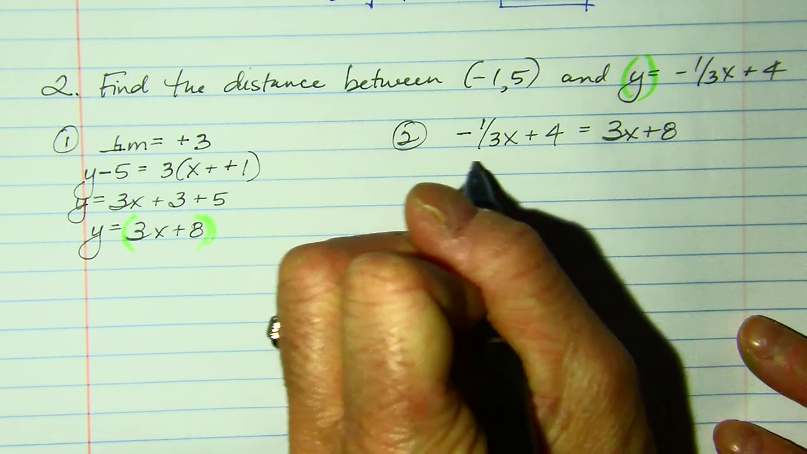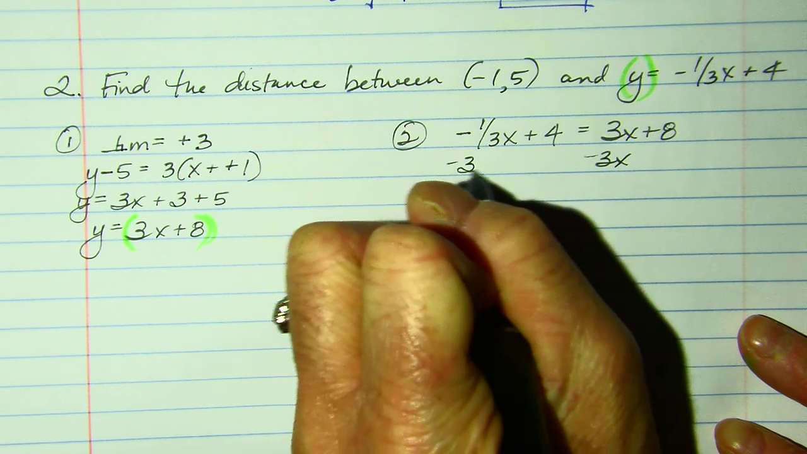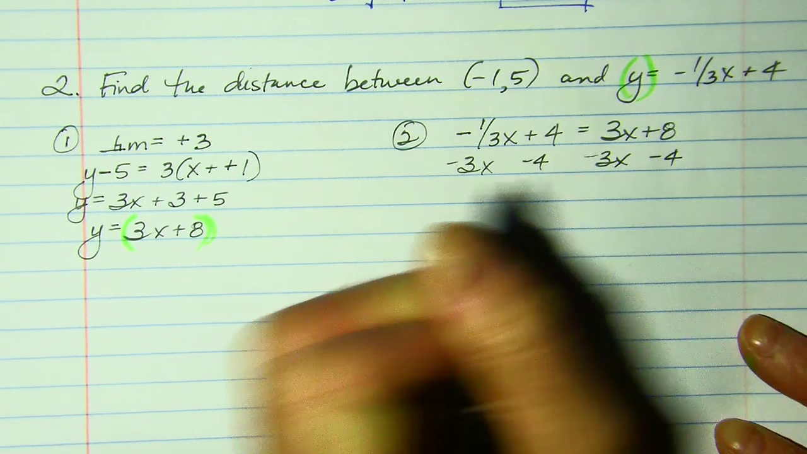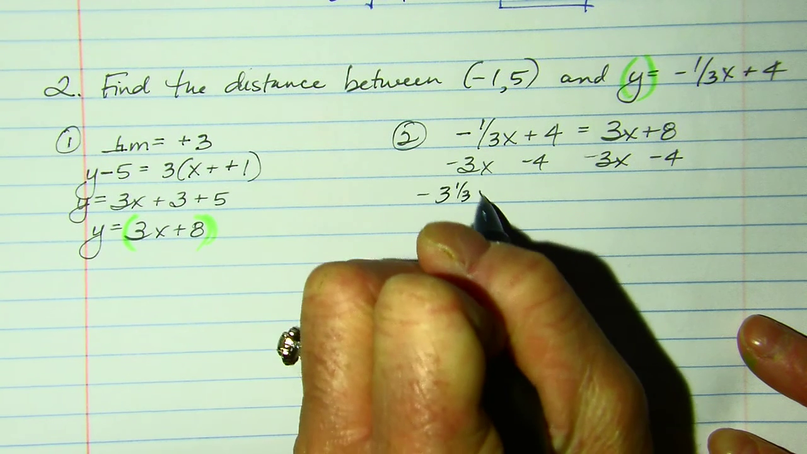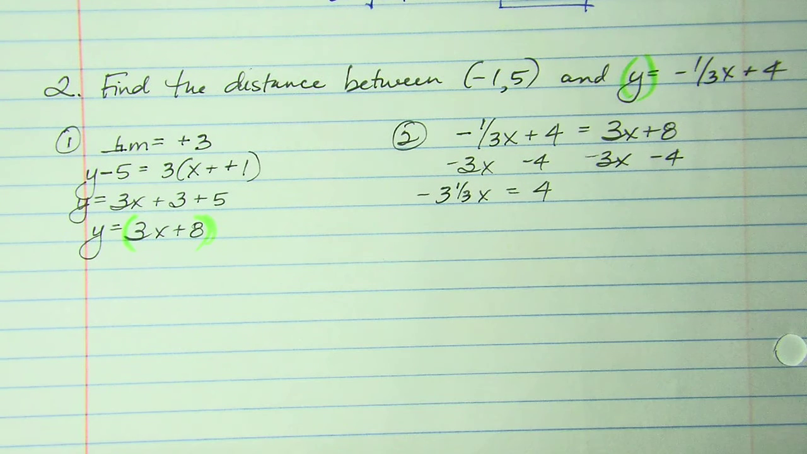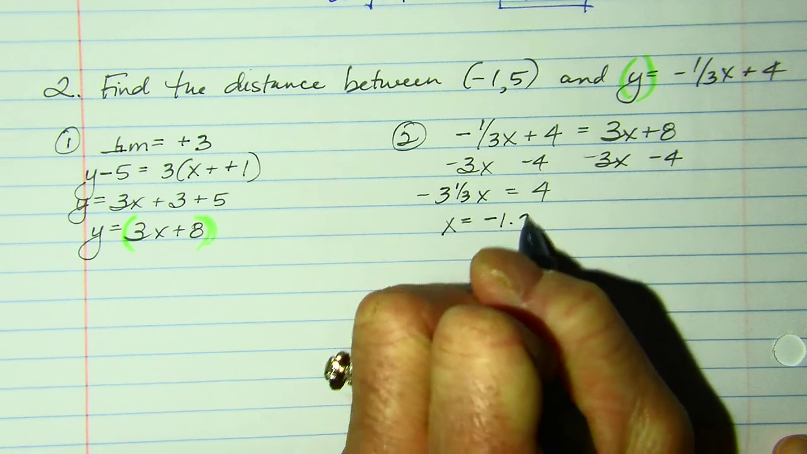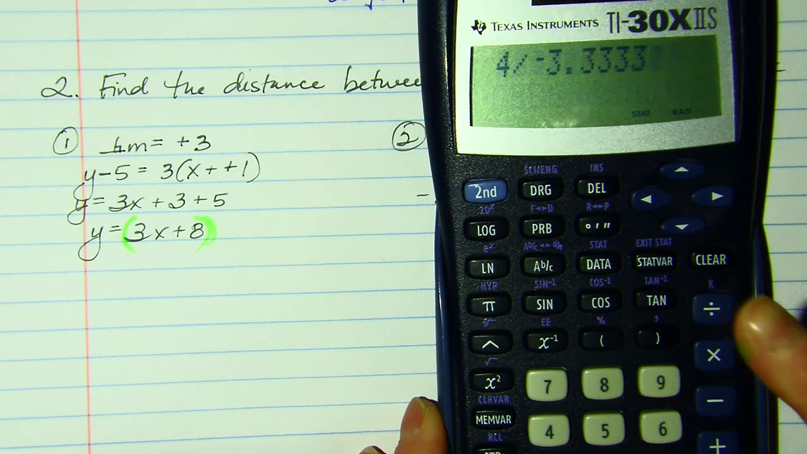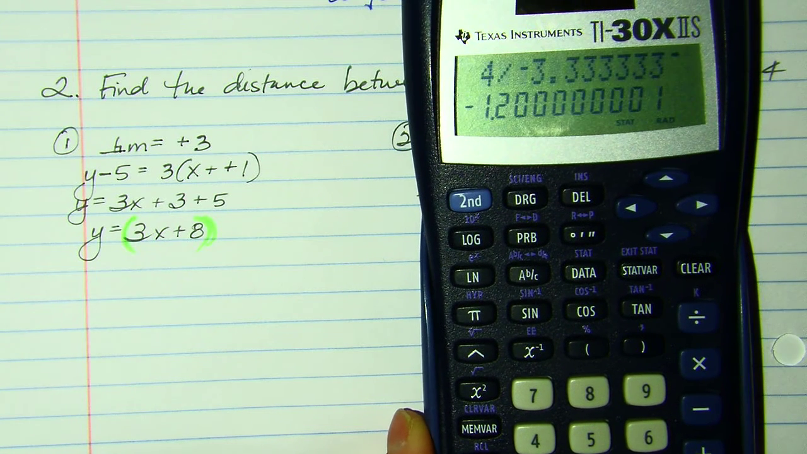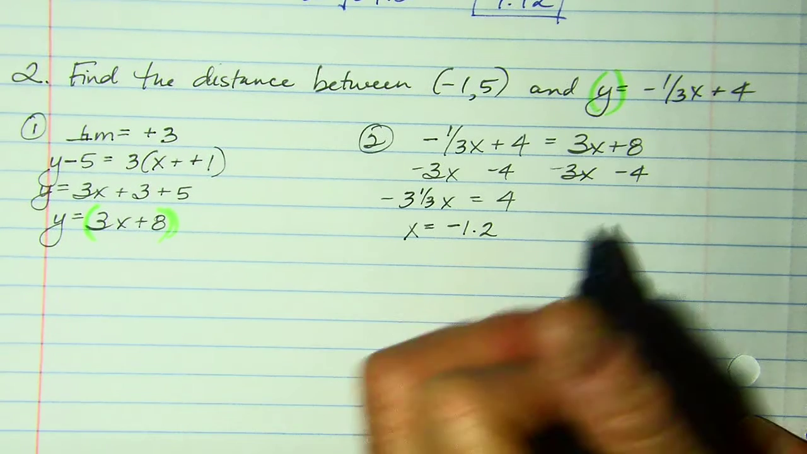I'm going to, doesn't matter which you move, so minus 3x, and then I'm going to subtract 4. I get negative 3 1/3 x equals 4. And then I divided, and I got x equals negative 1.2. So I just divided 4 divided by negative 3 point, and I put as many 3's there as possible, and I got negative 1.2. I'm going to substitute that back in to find y.